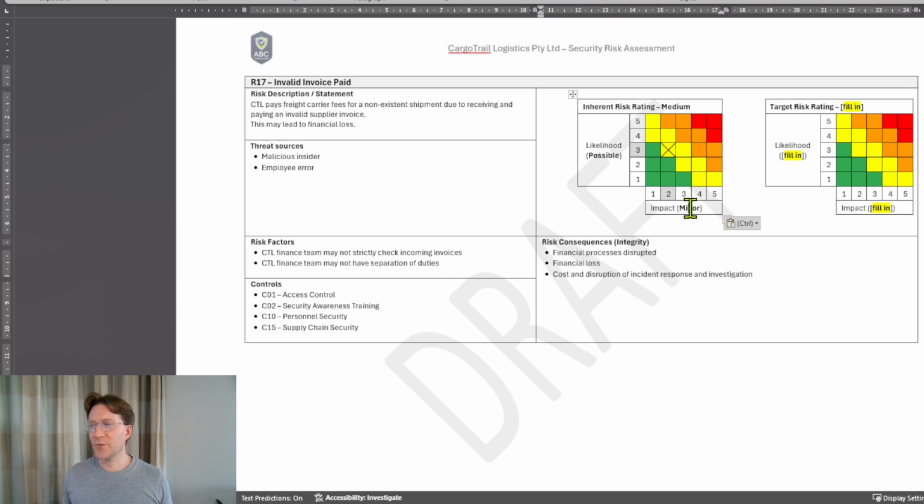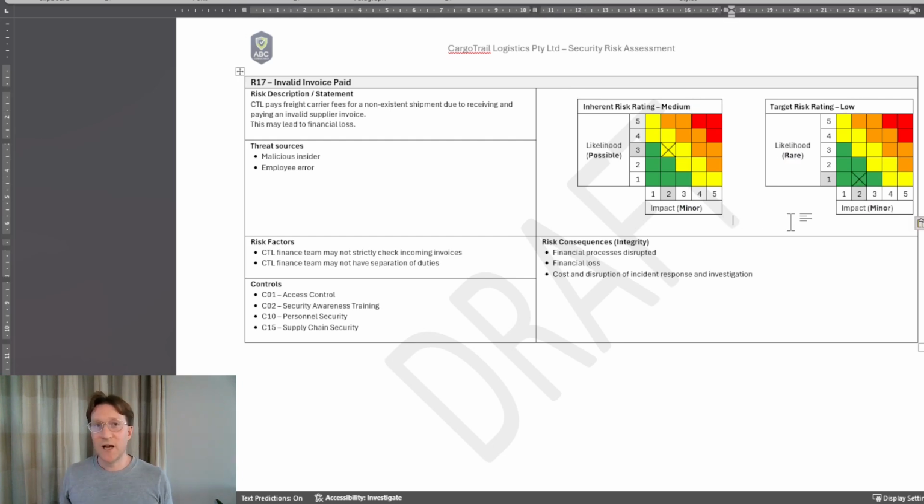And the impact we're assuming is minor because we would have one invoice amongst potentially dozens that CTL might handle every week. So considering the overall size of the business, it's highly unlikely that one particular shipment has a huge monetary value since logistics companies make their money through volume. We can say then that we start out with an inherent risk rating of medium.